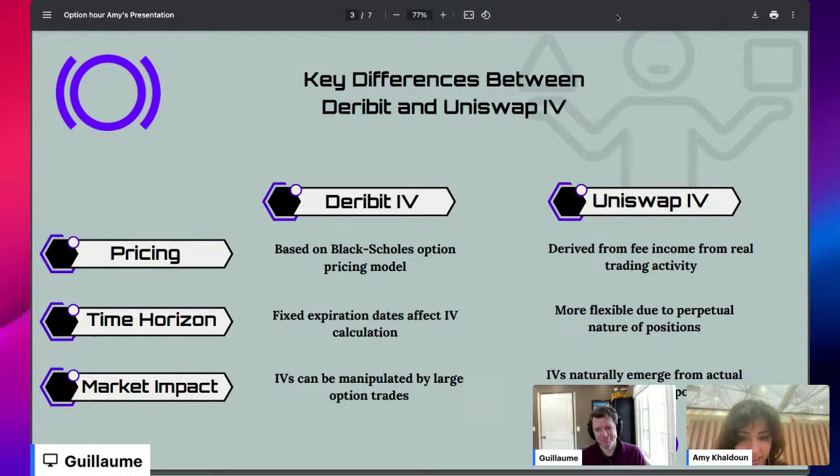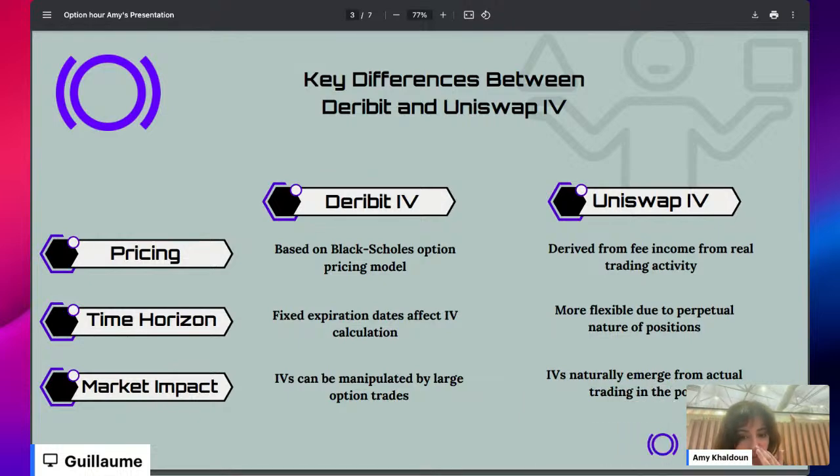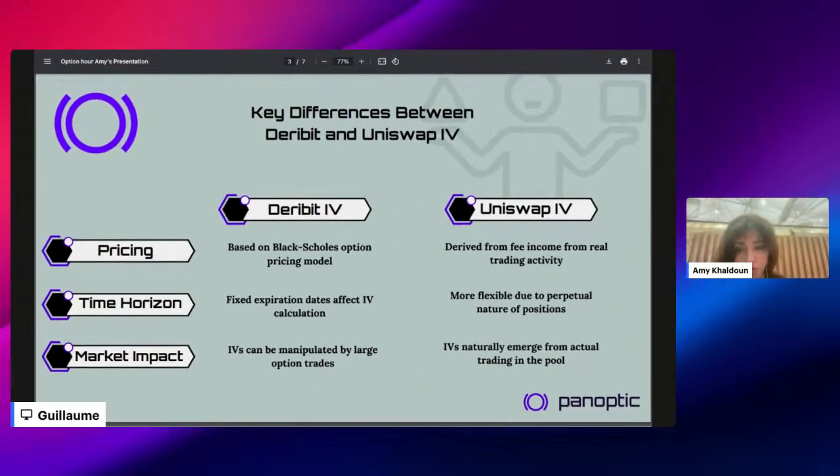Thank you, Guillaume. So now let's explore the fundamental differences between these two approaches. First, looking at the pricing, as we saw before, Deribit relies on a traditional Black-Scholes option pricing model, while Uniswap derives its IV from actual trading activity and fee income. Since the latter, Uniswap, has a very different market structure that is primarily based on pools and not on order book models.